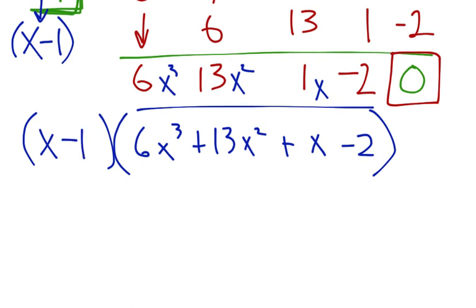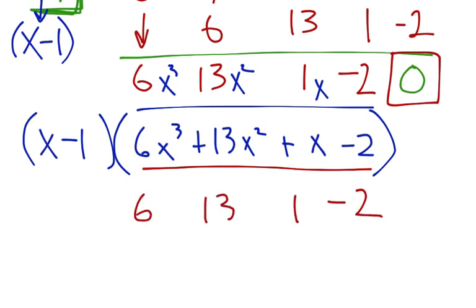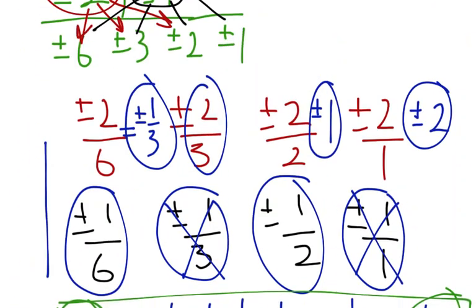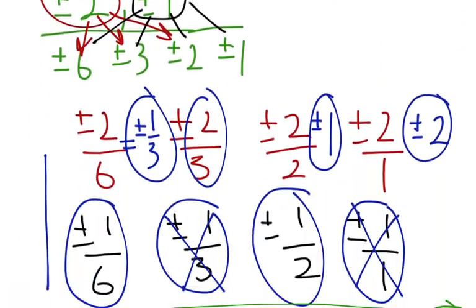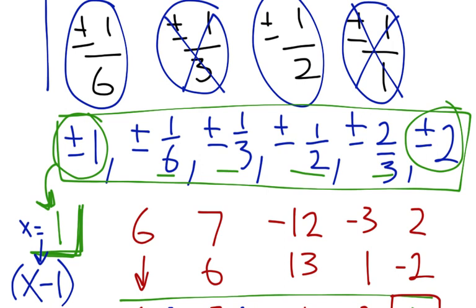My next job is to go ahead and factor what's left over using synthetic division once again. So now I take my coefficients, the 6, the 13, the 1, the -2, and I use synthetic division again. Well, I don't have to do the whole P over Q thing again because I still am working with the original problem up here, which has been factored now, but I still only have these possible roots.